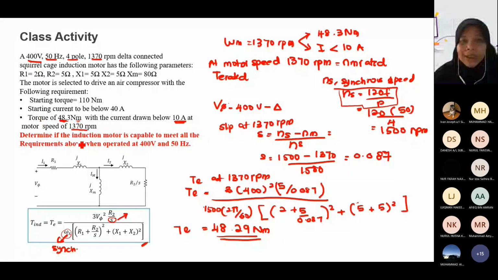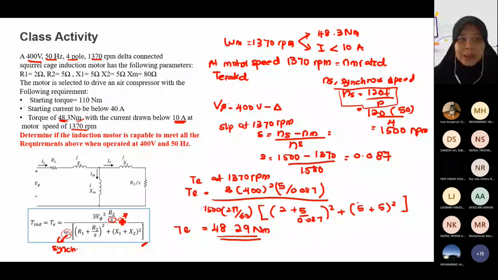Kita boleh stop kat sini ke? Can we stop here? Or we have another requirement to calculate? Current. Okay, this is only for the torque. Yes. So now we want to calculate for the current. So before we go to calculate the current, do you have any question on this? Are you okay? Boleh kan?